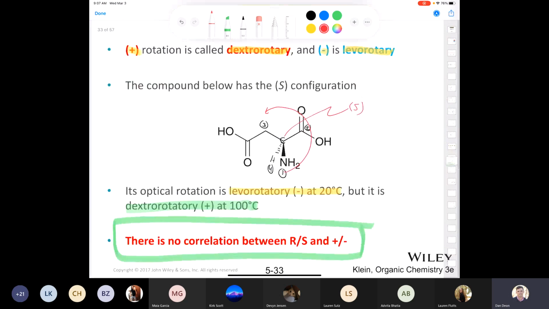Can I ask you guys a question? And this is a totally honest question. What do you think would happen if you had a 50-50 mixture of an R and an S enantiomer? How do you think it would rotate plane polarized light? And it's not a trick. You had a 50-50 mixture of R and S. Anybody guess what would happen?